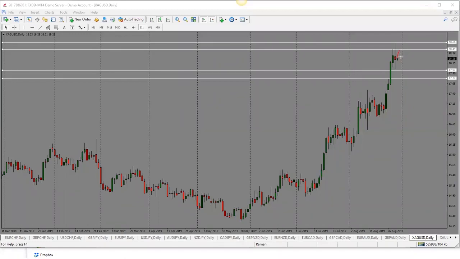Sorry, this is not gold, silver here. I would look for a bit of a pullback into 18.50. If it holds below, then I'm looking for a drop here. So it looks like it's going sideways at this point. And if it doesn't break through to the upside, we could see it drop. So for now, bias is neutral for silver here.